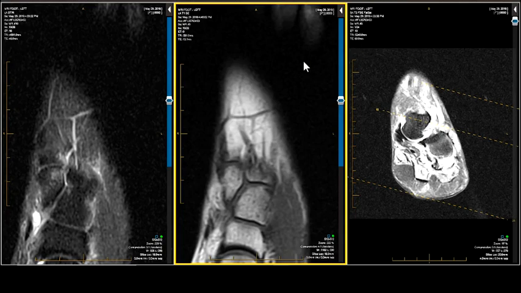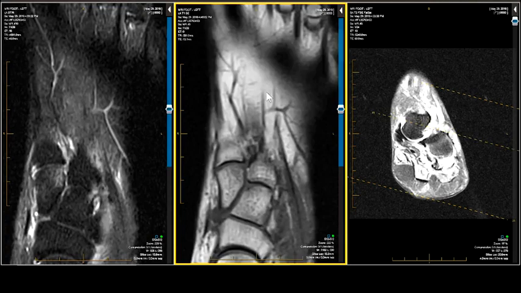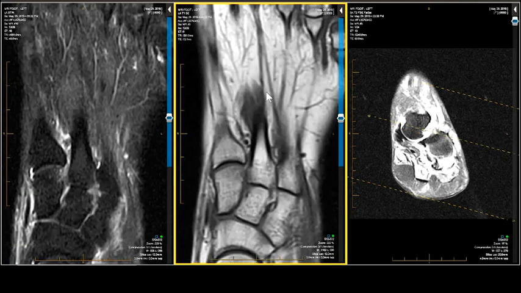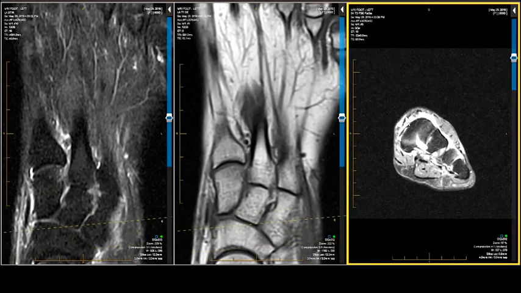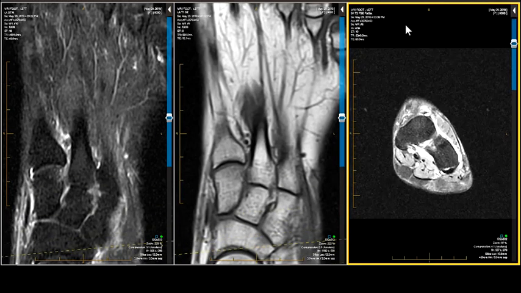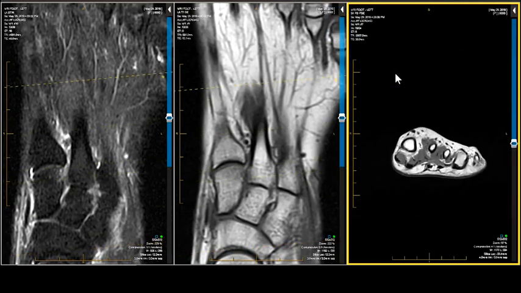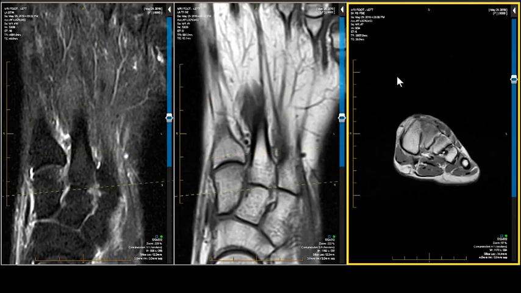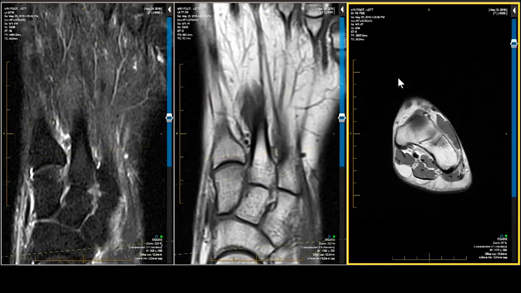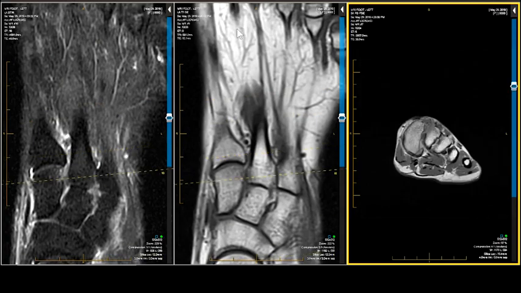So a third Lisfranc ligament injury, this one would be treated non-surgically unless it was a performance athlete, usually immobilization. But it really depends on the degree of instability. This one was treated conservatively. The last 2 were operated on. All right, let's move on to the next one.